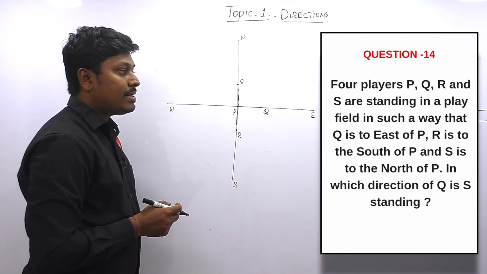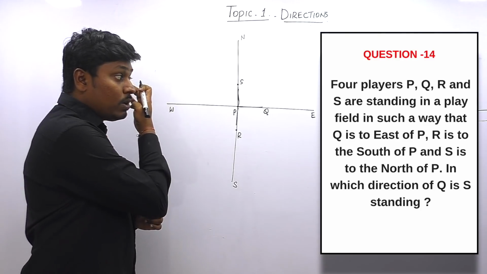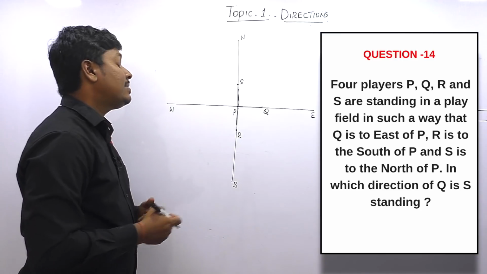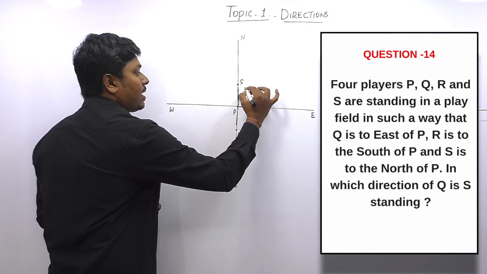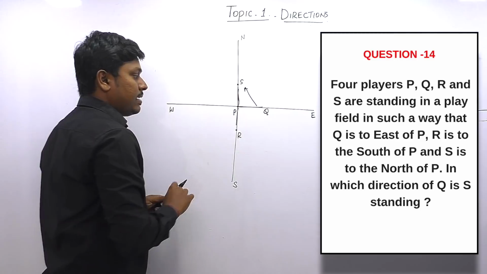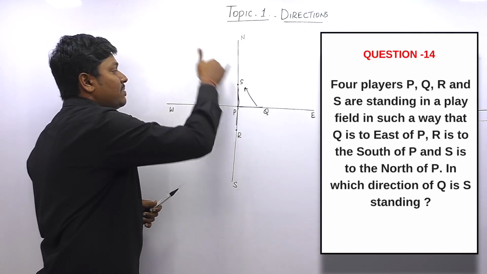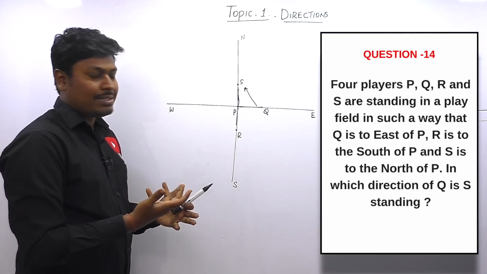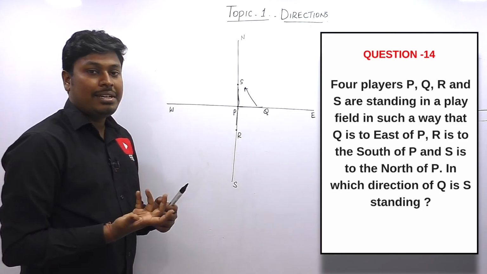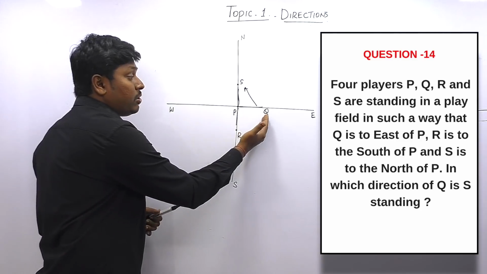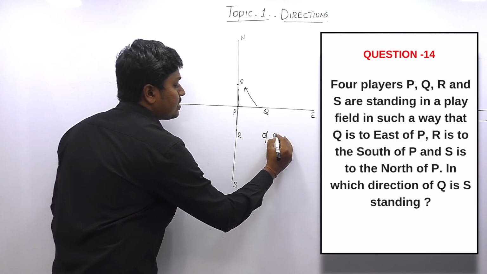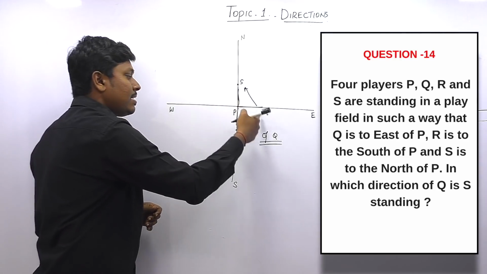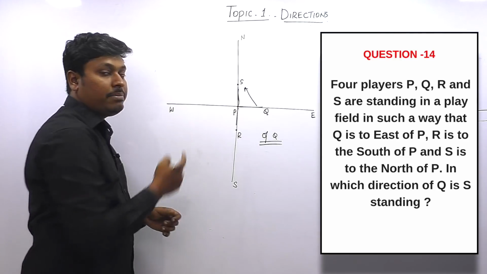And what does the question say? In which direction of Q is S standing, right? So from Q, our target is to find the direction of S. So from Q, the direction of S will be northwest. So the answer for question number 14 will be northwest. Simplest question, but you need to be a little bit careful, right? So finally, remember that "of Q" represents from Q. So from Q, the direction of S will be northwest.